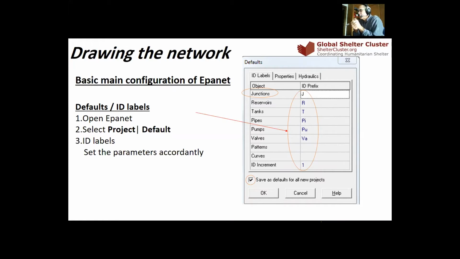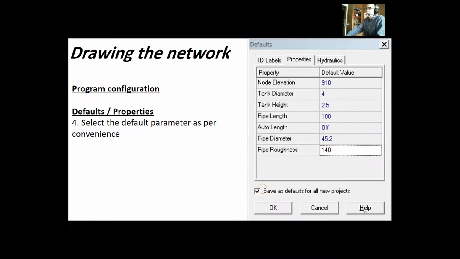Doing like that, when you add, let's say, a pipe, it will add PI1, PI2, PI3. If you don't put a prefix, it will just be the number, and then you might mix up pipe with pumps or pipe with reservoir because there is no prefix. So it's better to do the default, and then finally also save the system as default for all the project.